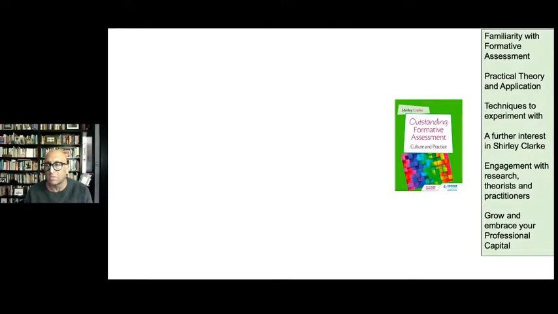Okay, this is also a principle with learning intentions. Why learning intentions are important is students kind of need to know the big picture. Where are we going? So this is the book I'm interested in. This is the theory I'm interested in. But where I'm really wanting you to get to is I want everyone to have a familiarity with the theory and practice of formative assessment.